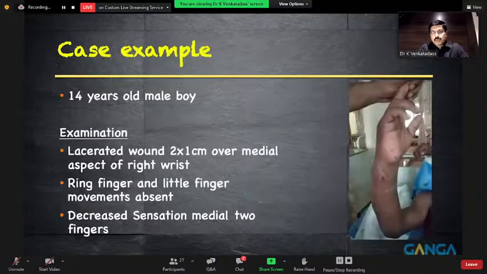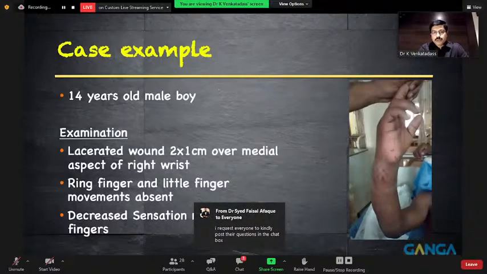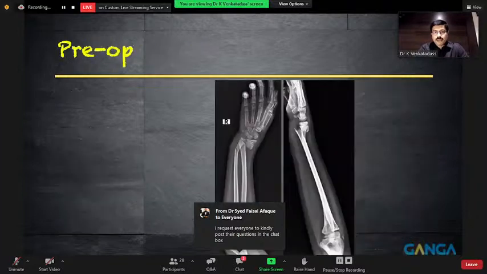So this is a 14-year-old boy who had a fall, and he presented to the emergency like this. There was a small wound on the medial side, a 2 by 1 centimeter wound. On clinical examination, we found that in the little finger and ring finger there were sluggish movements and decreased sensation on the medial 2 fingers, which was suggestive of an ulnar nerve injury. So this was the X-ray of this patient.